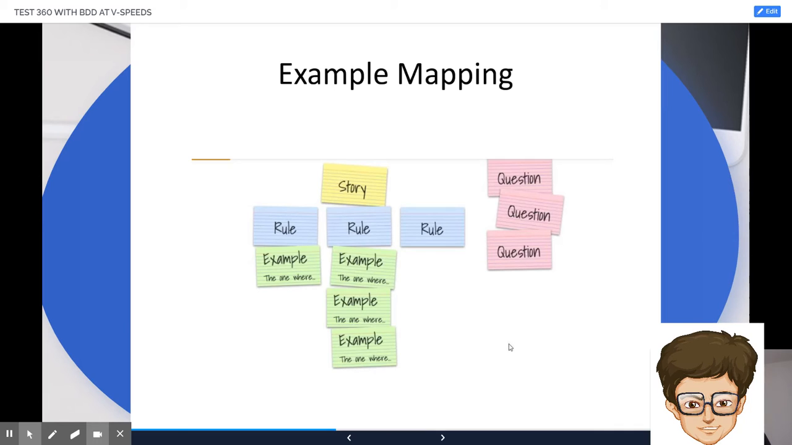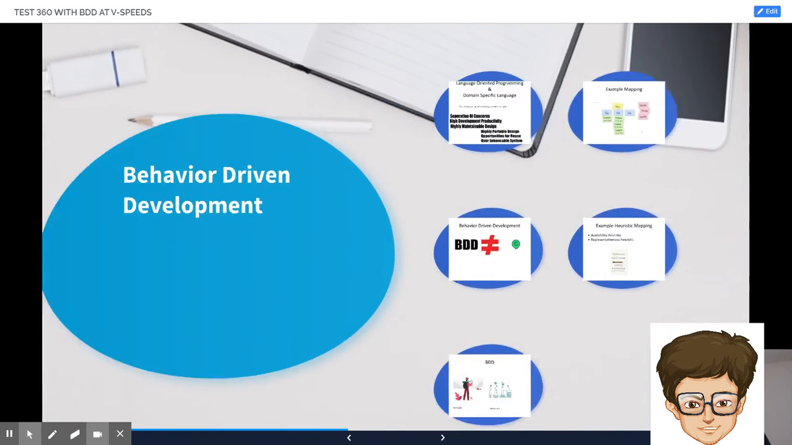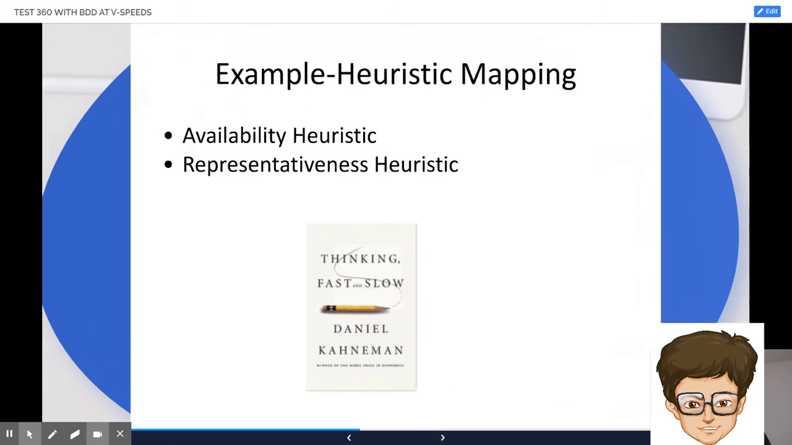But before you go to the formulate phase, something in the discover phase that helped us was substituting the rules in example mapping with heuristics. We roughly call it example heuristic mapping. We treat it as a modified version, because we are still following the same example and rules mapping, but instead of rules, we are doing example heuristic mapping here.